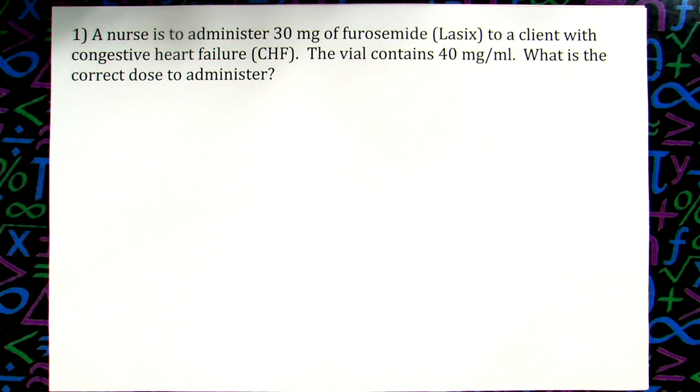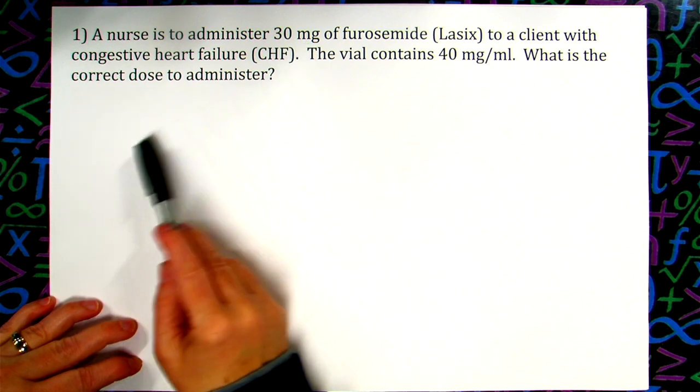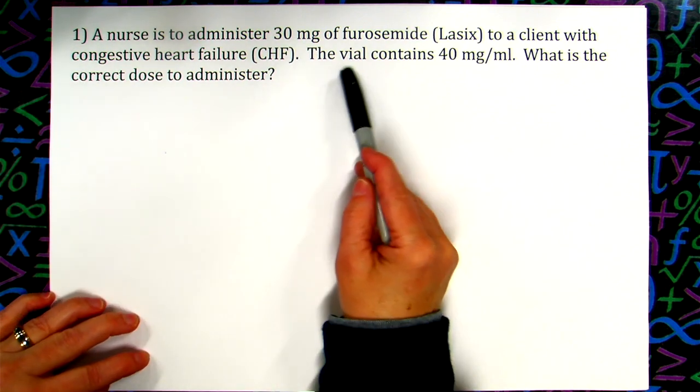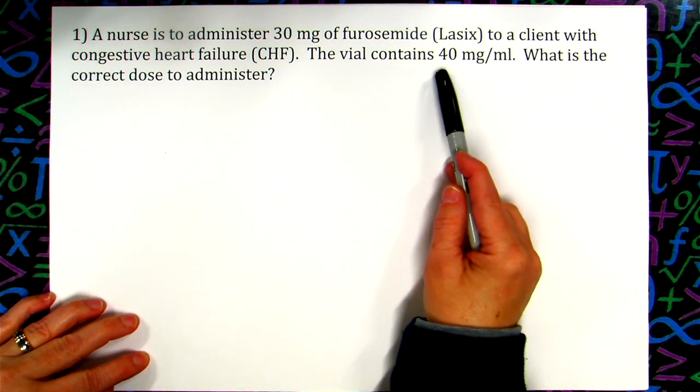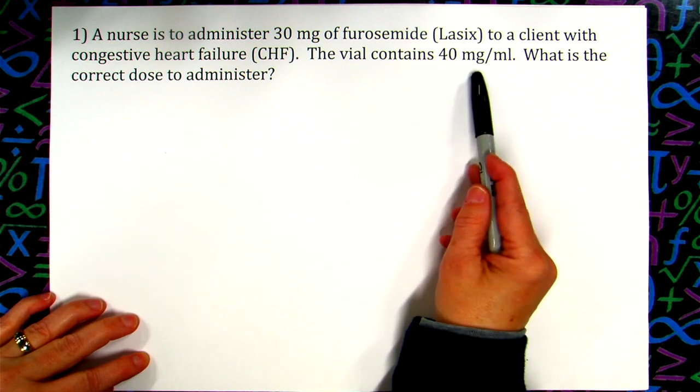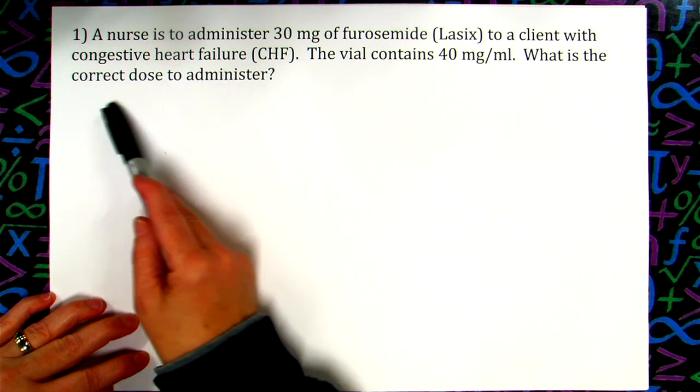In this video, we're going to do some more dosage calculation problems for those nursing students that are out there. All right, in this first one, the nurse is supposed to administer 30 milligrams, which you can see right here. And the medicine, the vial, contains 40 milligrams per milliliter. What is the correct dose?